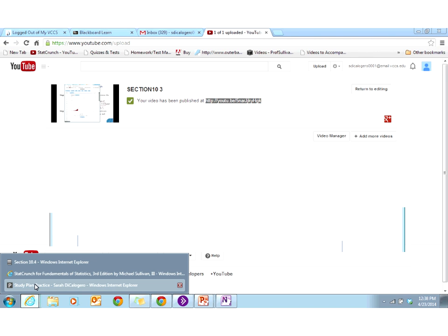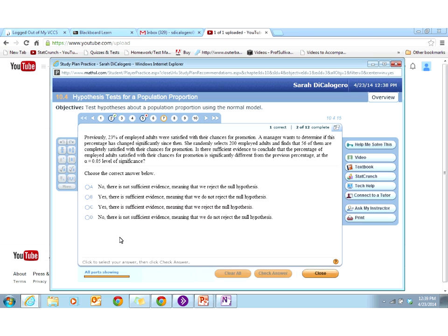Oops, I don't know where I am. All right, so we reject no. We do not reject. I'm just looking at this part. So A and C are out, and let's see what. Yes, there is sufficient evidence, meaning that we do not reject. Well, if there was sufficient evidence to say that the employed adult satisfied with chance of promotion is different, there would be significant evidence to say it was different. So if we read D, no, there is not sufficient evidence, meaning that we do not reject the null. There we go.